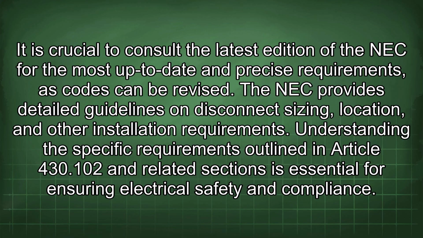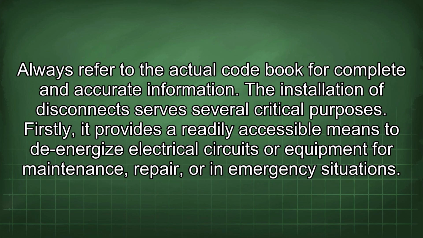It is crucial to consult the latest edition of the NEC for the most up-to-date and precise requirements, as codes can be revised. The NEC provides detailed guidelines on disconnect sizing, location, and other installation requirements. Understanding the specific requirements outlined in Article 430.102 and related sections is essential for ensuring electrical safety and compliance. Always refer to the actual codebook for complete and accurate information.